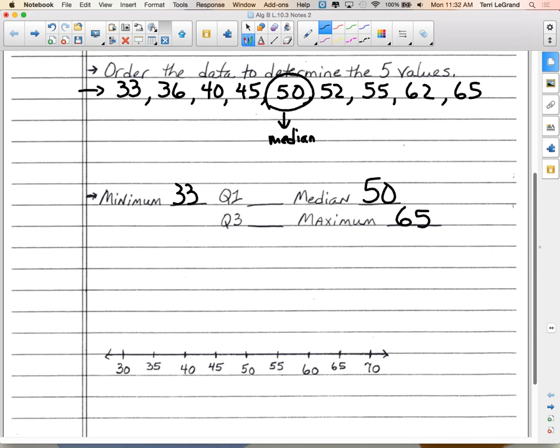Now, when the median is one of the data values, one of those 5 points, it gets left out to find those other 2 now. It gets ignored for a bit here. So we take the lower part of the data set from 33 through 45, and we find its median now. So now we need the median of this data set.